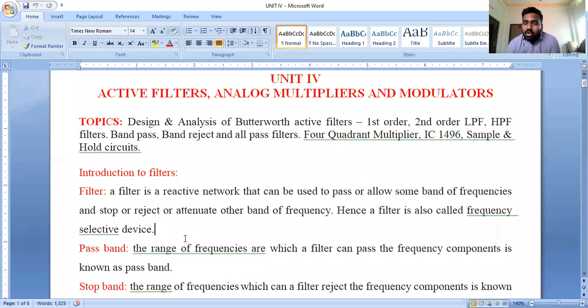That set of frequencies is called a band or bandwidth. We know that a range of frequencies is nothing but bandwidth, so that bandwidth is named as band. Coming to the technical term, bandwidth means a range or set of frequencies where a filter can pass. A certain range of frequency components that the filter will pass through is called the passband.